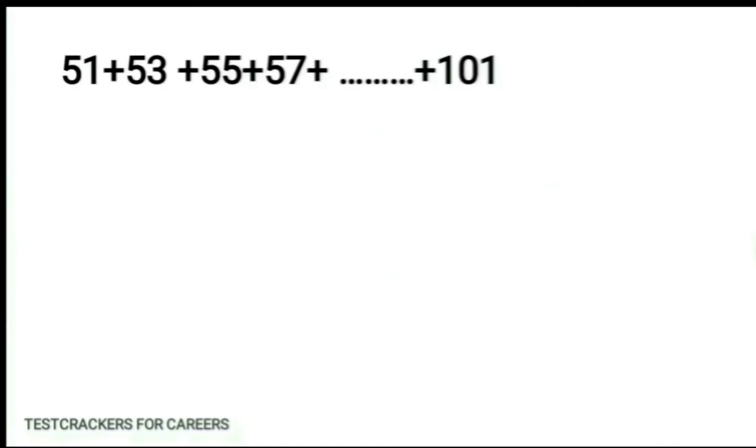Let's see another example. Here we have to find the sum of odd numbers from 51 till 101. To find this, we can find the sum of odd numbers from 1 to 101 and subtract the sum of odd numbers from 1 to 49. That is the odd number before 51.